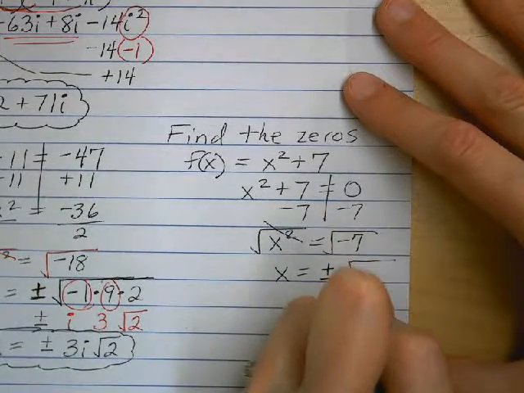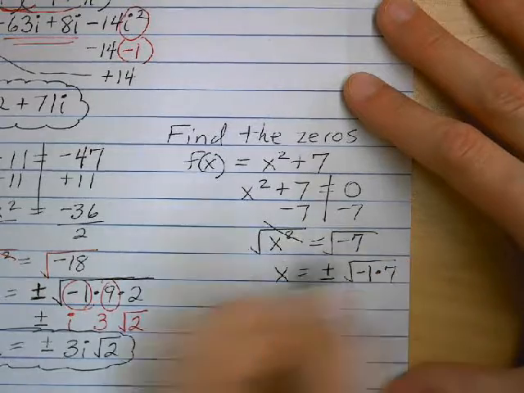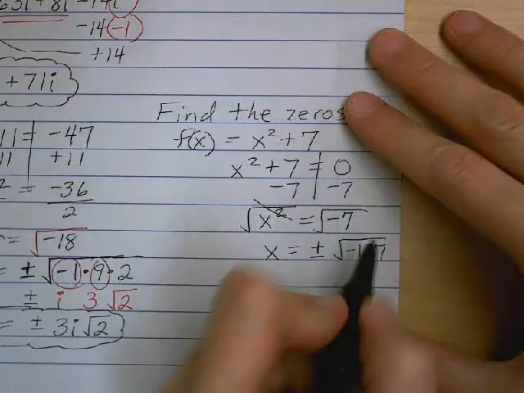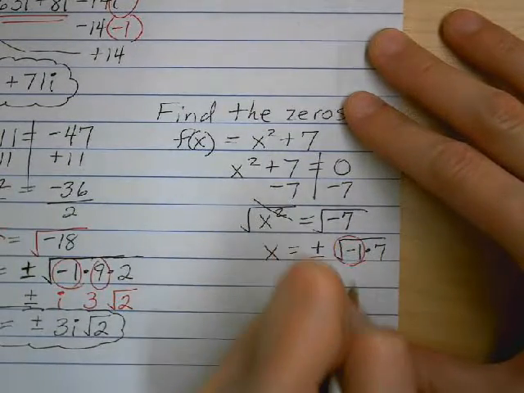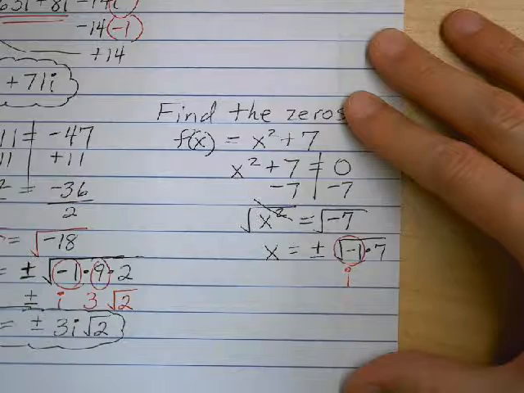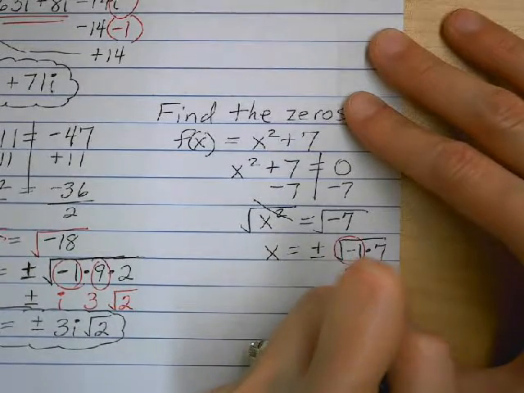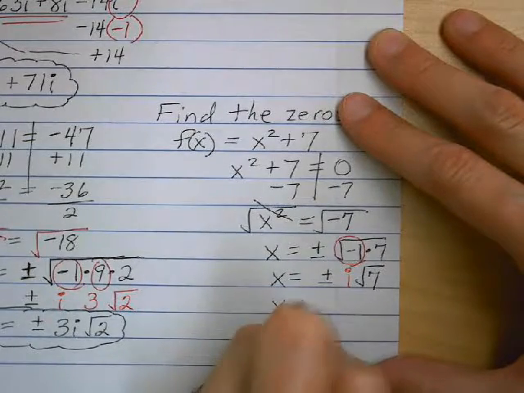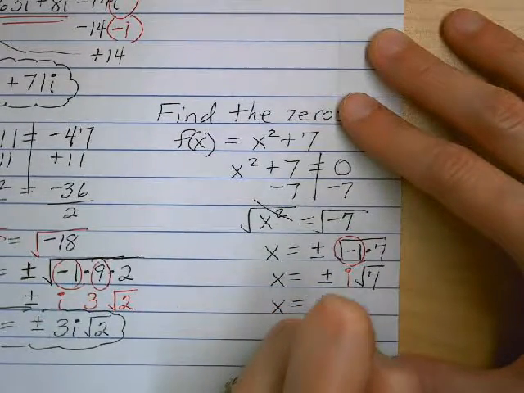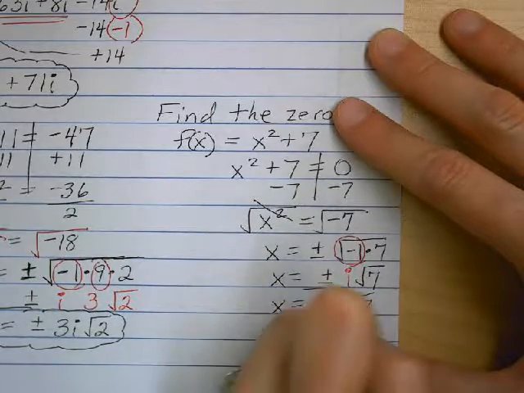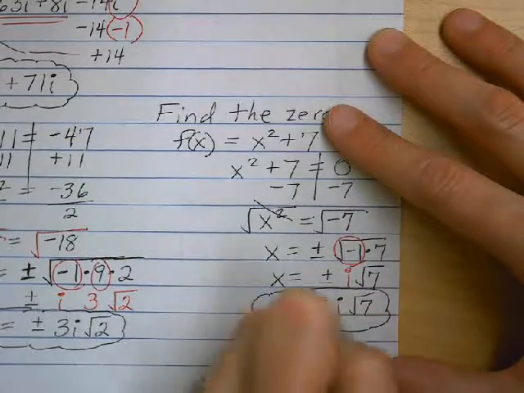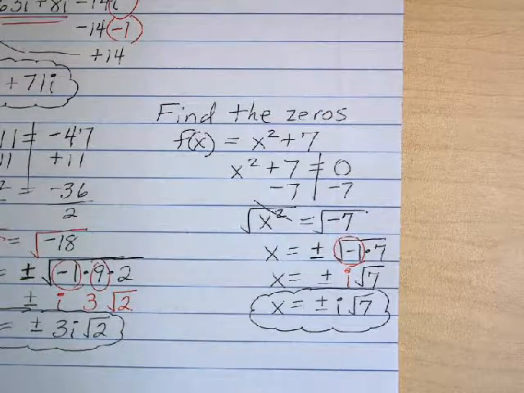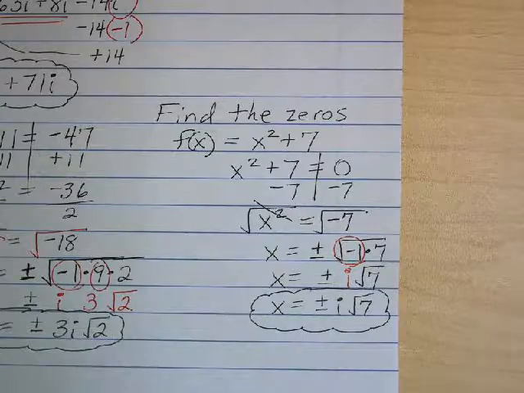Okay, now negative 7. 1 times 7 is 7. So it's just like negative 1 times 7. The square root of negative 1 is i. And the square root of 7, the 7 will stay in the box. We cannot simplify that anymore. So my answer is x equals plus and minus i square root of 7. So the answer is i square root of 7 and negative i square root of 7. So use those examples to help you do your assignment today.